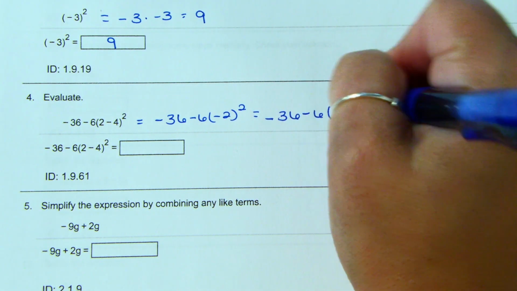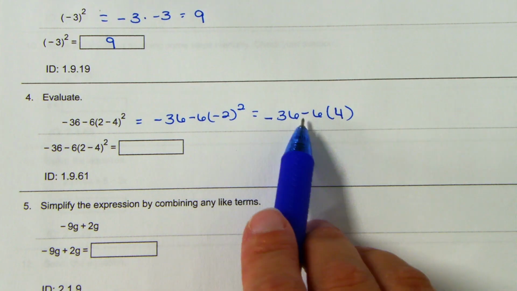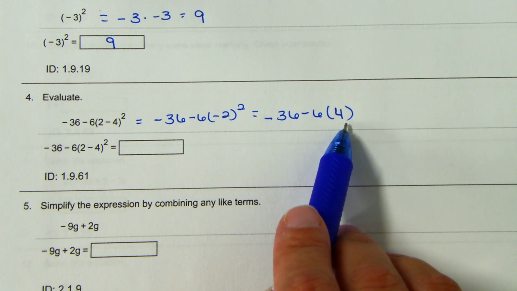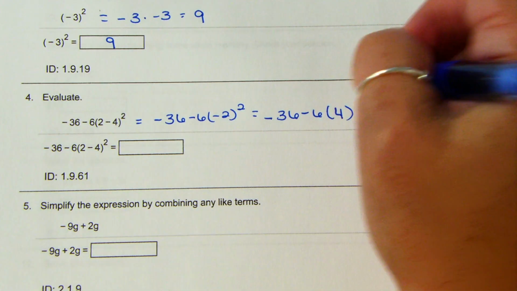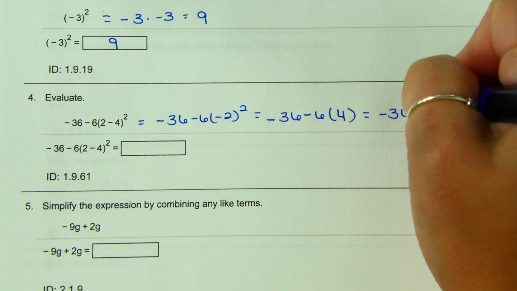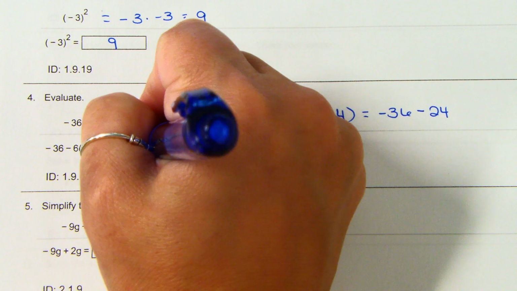Now the two operations left to us is we have -36 minus 6 and then -6 times 4. So what we're going to do is we're going to do multiplication because multiplication comes before subtraction. So we'll have a -6 times a +4 producing a -24. Now we have only one operation left. We have -36 minus 24, and that gives us a grand total of -60.